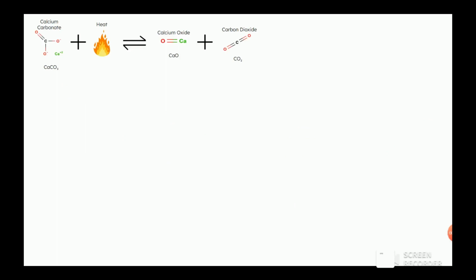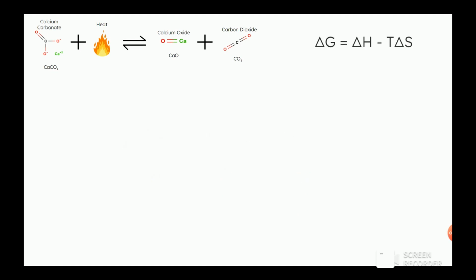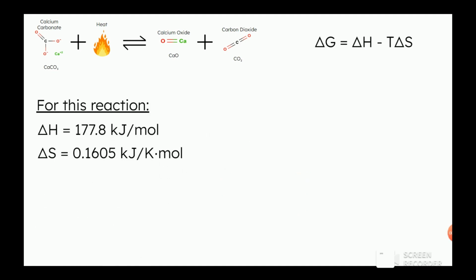When we consider the Gibbs free energy equation, which states that the change in Gibbs free energy is equal to the change in enthalpy minus temperature times change in entropy, it makes sense that calcium carbonate needs to be heated to a high temperature to decompose. Delta G will only be negative at high temperatures because both delta H and delta S are positive. We can find the exact temperature at which the reaction becomes spontaneous by using the experimentally measured values for delta H and delta S of calcium carbonate.